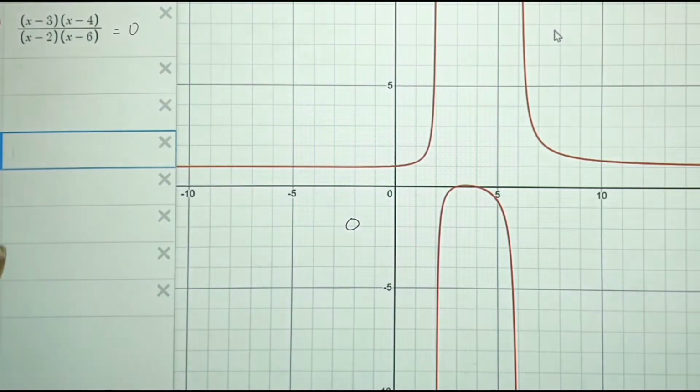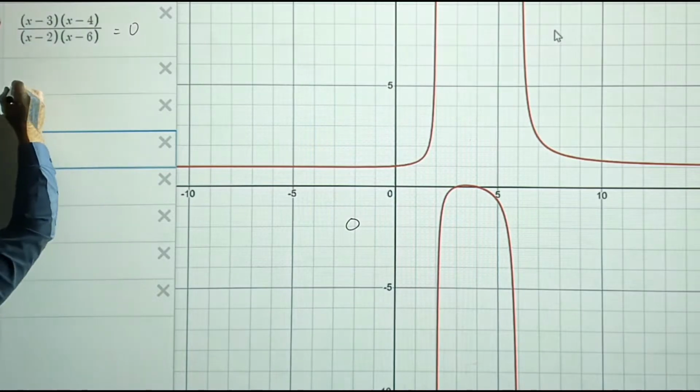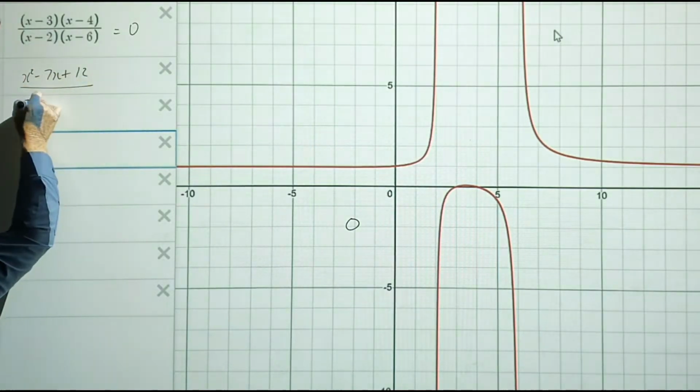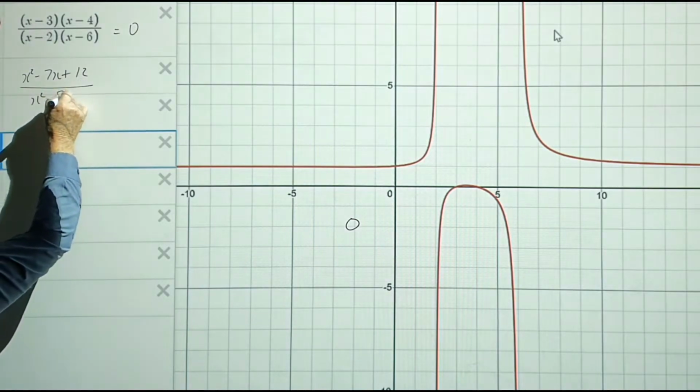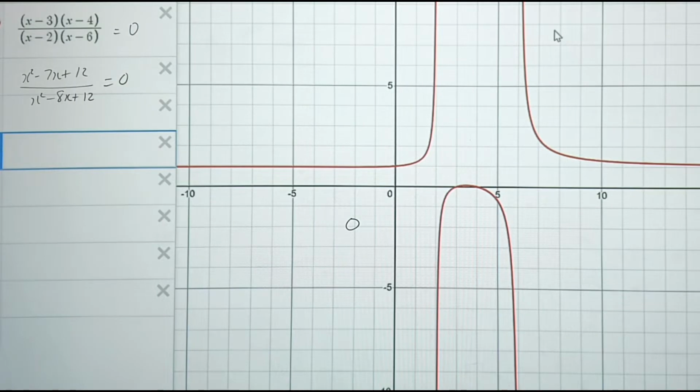Go back to what we did a moment ago. What's the leading coefficient if I had that expanded out as x squared minus 7x plus 12? 1. And the bottom, x squared minus 8x, happened to be also plus 12, which is interesting. That causes some possible complications. So the leading coefficients are 1 over 1.